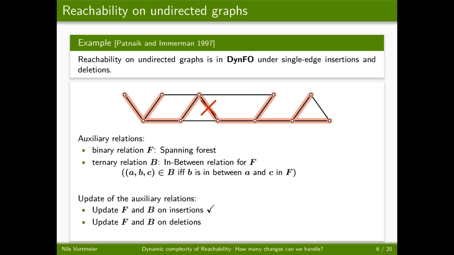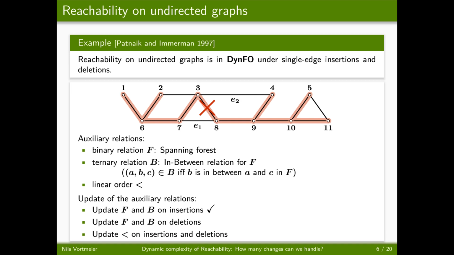If the deleted edge is part of the spanning forest, then we need to determine whether there are alternative edges that can replace this deleted edge. Here in this example, there are actually two edges that can replace it, and we need to choose one. But so far we cannot differentiate between those edges in first-order logic, so maybe we should maintain another auxiliary relation, namely a linear order on the nodes. Such a relation is easy to maintain.